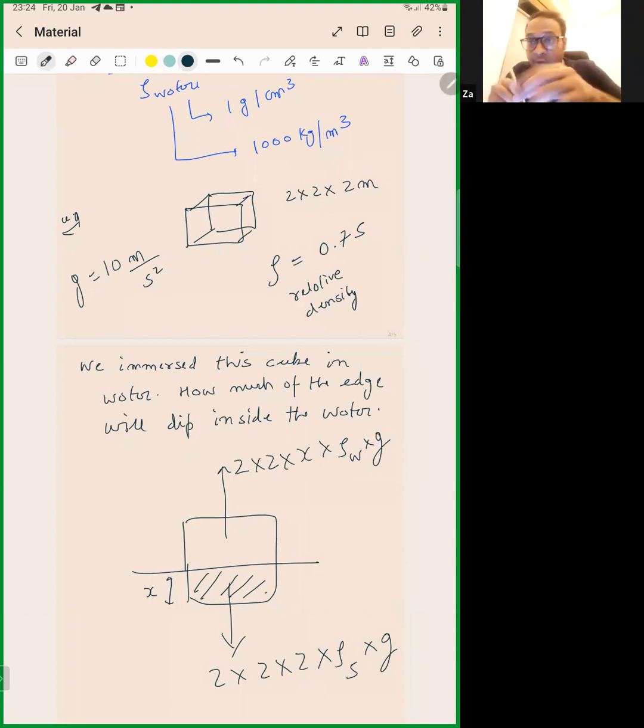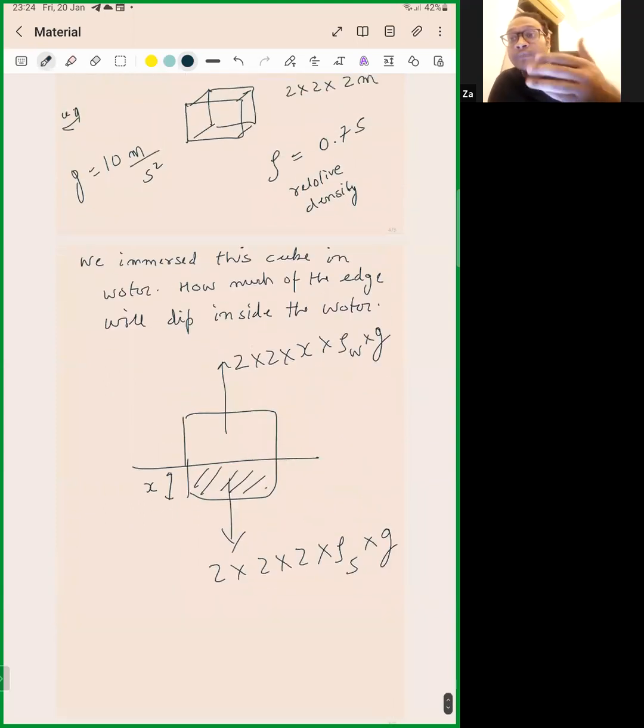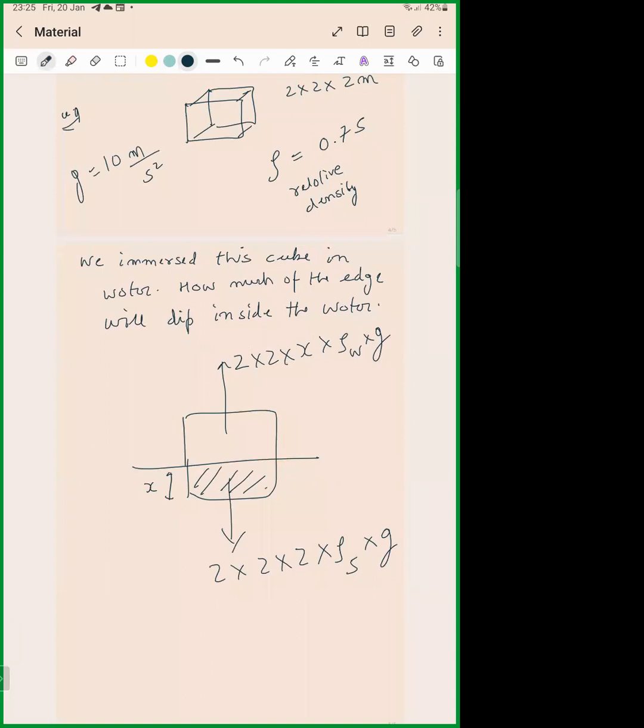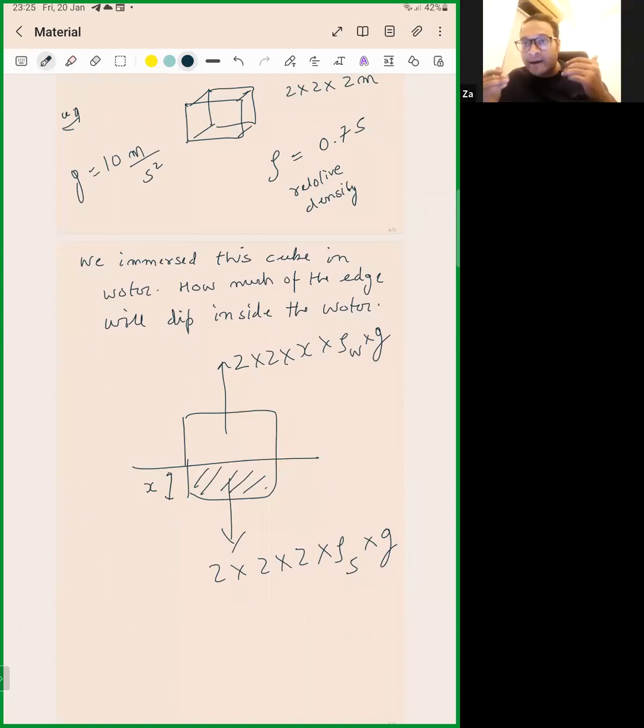Now I am equating them. Why am I equating them? Because I am trying to prevent you from the tedious calculation that you are doing. Probably you are putting the rho s value, the rho w value. No need. That's why my approach is to do maximum problem solving in terms of variables, and in the end, try to put all the values.